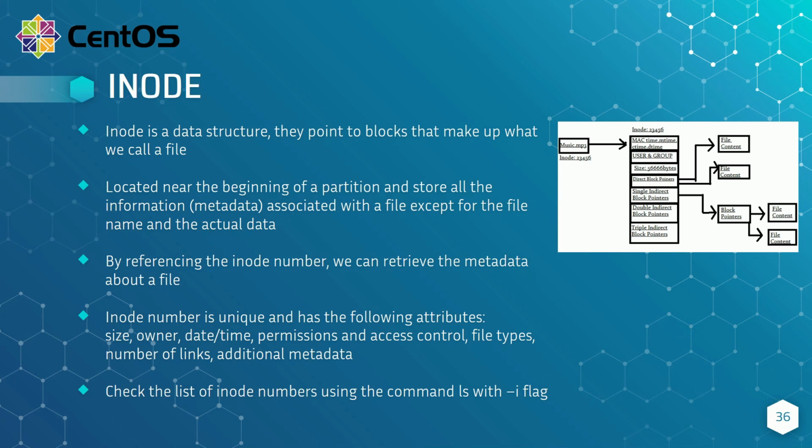Located near the beginning of a partition, it stores all the information, the metadata, except for the file name and the actual data. When we reference the inode number, we can retrieve the metadata about the file. The inode number is unique, and it has to be unique, and it has attributes such as size, owner, date, time, permissions, access control, file type, number of links, and of course additional metadata. We can check a list of inode numbers in the terminal using the command ls to list the files, with the -i flag.